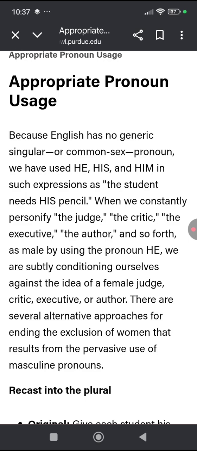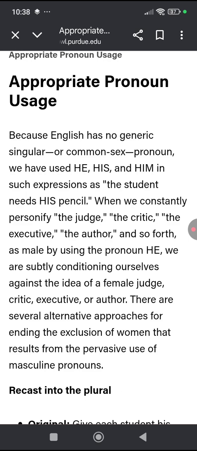So, here we're told that English has no singular pronoun which is unisex, which refers to both males and females. We have pronouns like he, him, she, her. We have pronouns like he and him, which refer to males. So, in a sentence like the student needs his pencil, this was old fashioned because the student is referred to using a masculine pronoun. But the student can also be a girl.